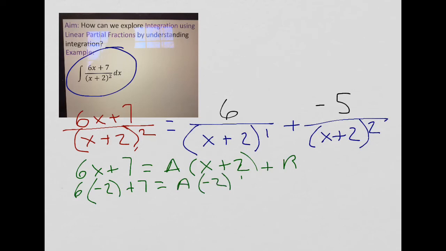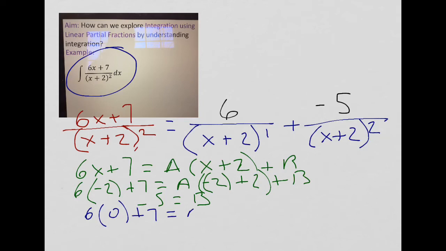That's going to lead to negative 12 plus 7, so that is negative 5 is equal to b, which is what we got. And pick anything else for x. Any integer would probably be preferable. 0 is the easiest one to work with. So if I make x equal to 0, again, any number.